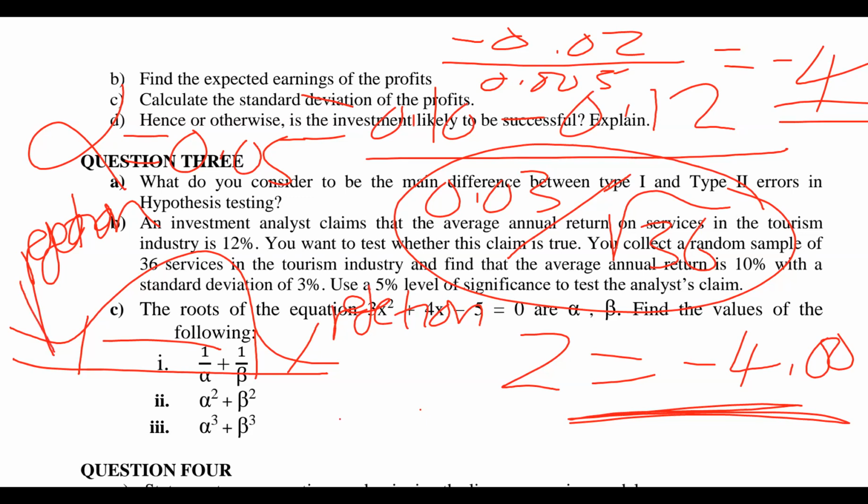So this is the rejection region and the rejection region. Now, here is how it is done.